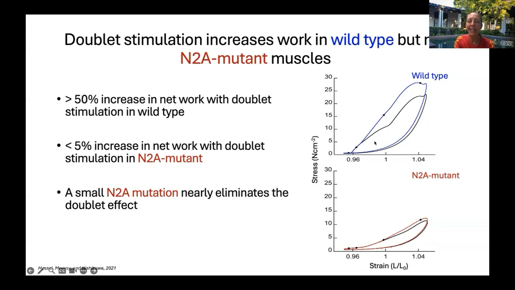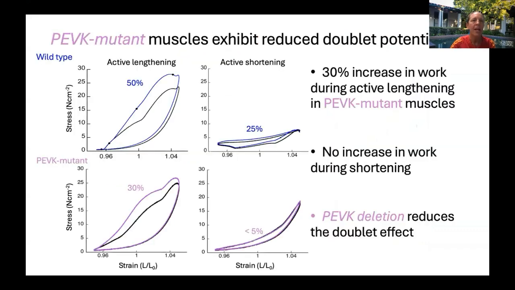And not only do we see an increase in force during lengthening, but we also see an increase in work during lengthening. We also see that work increases during shortening. But we see a less than 5% increase in net work with the doublet stimulation in the N2A mutant. This suggests that this small N2A deletion nearly eliminates the doublet effect, and it supports the idea that titin binds to actin in a calcium-dependent manner and contributes to the doublet potentiation.